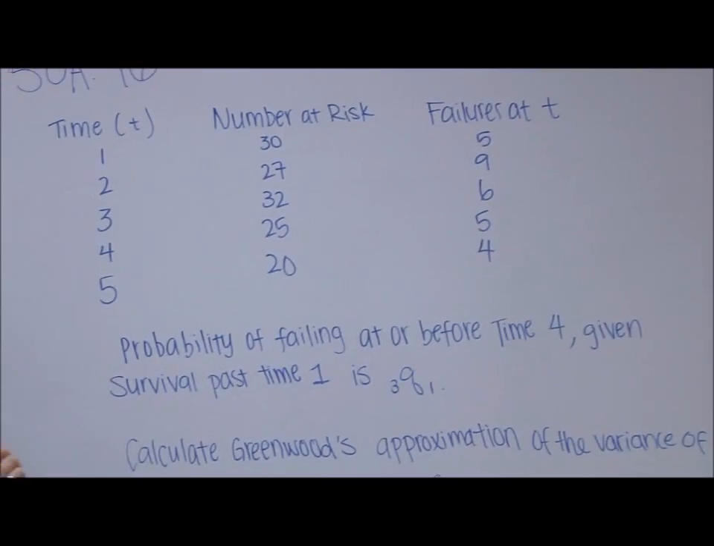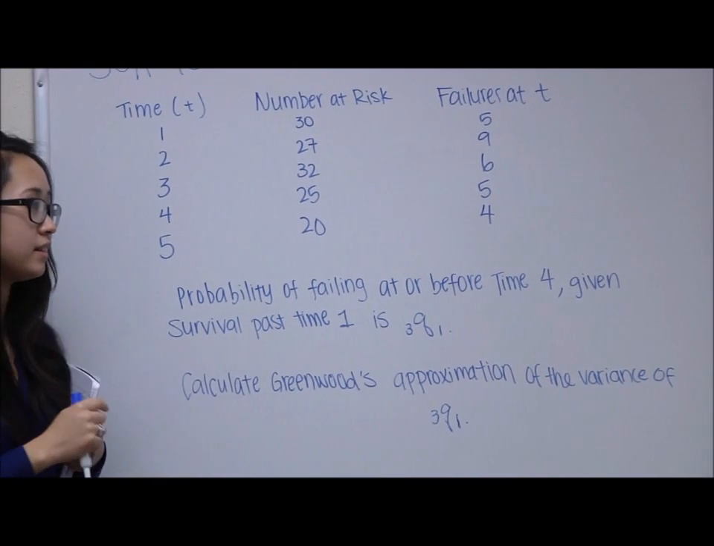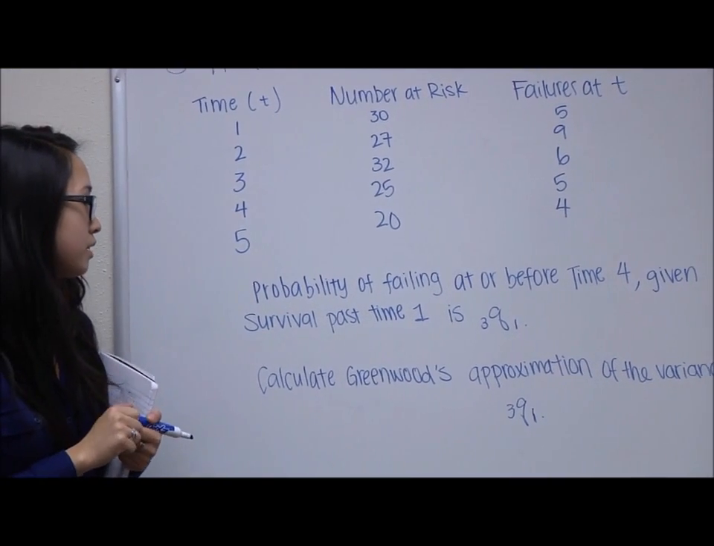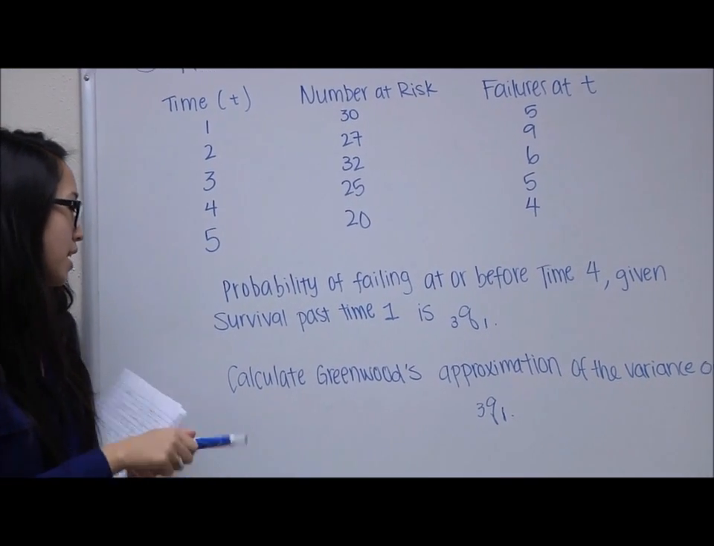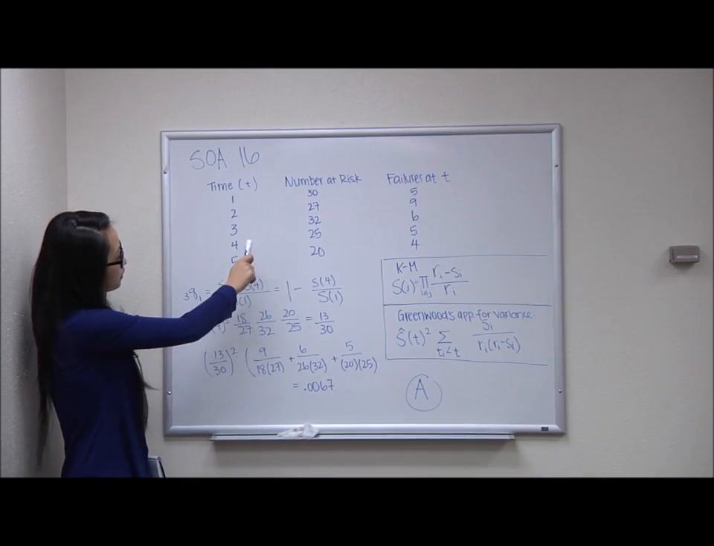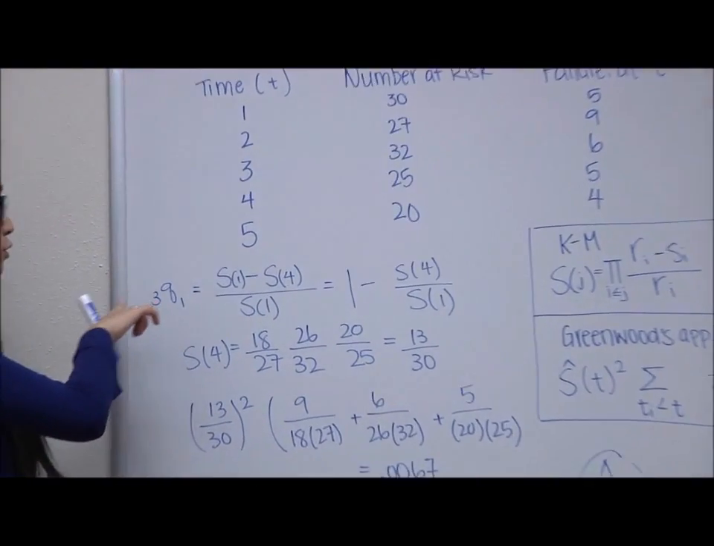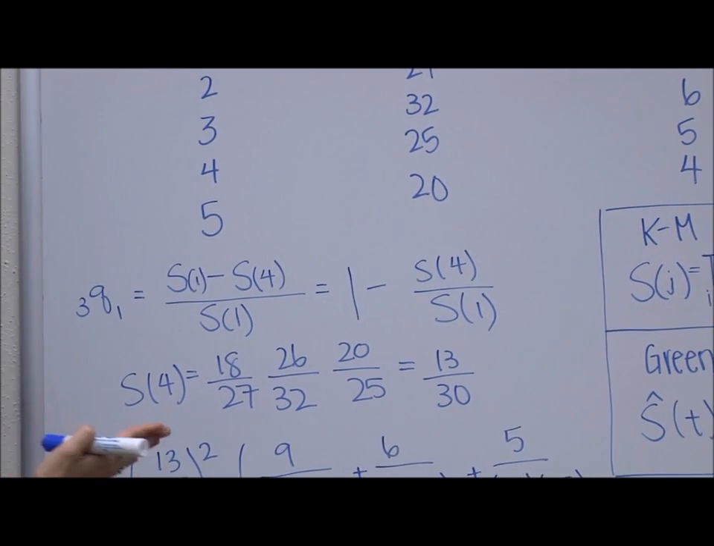And we want to know the probability of 3Q1, which is defined as the probability of failing at or before time 4, given survival past time 1. And we want to use Greenwood's approximation to find the variance of 3Q1. Okay, so taking this data set, we're trying to find 3Q1, which is defined as surviving 3 additional years after you've already survived 1 year.